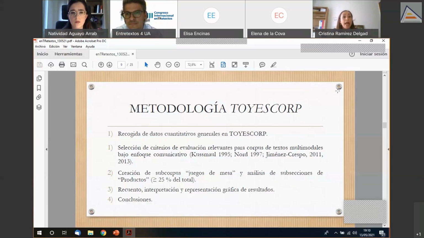Más tarde realizamos un recuento, interpretación y representación gráfica de los resultados que explicaremos ahora, y por último obtuvimos una serie de conclusiones.